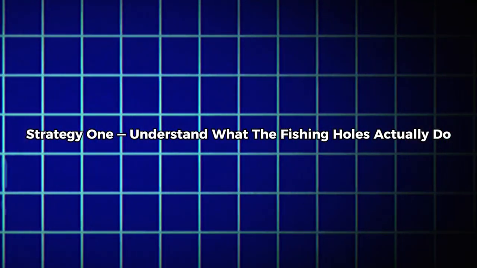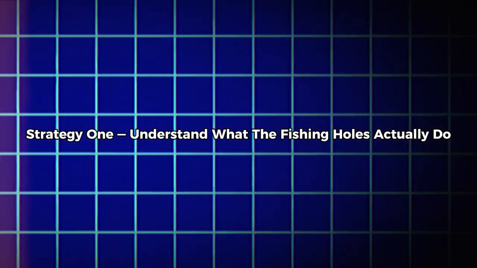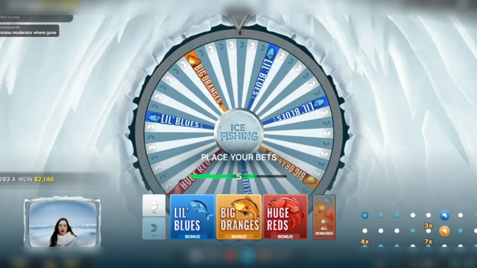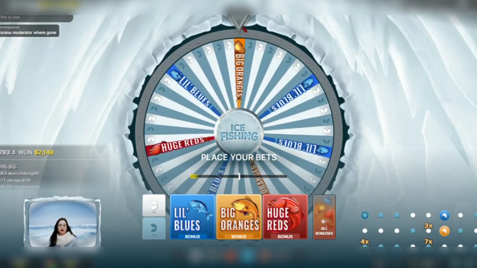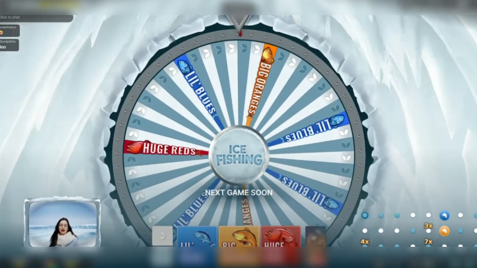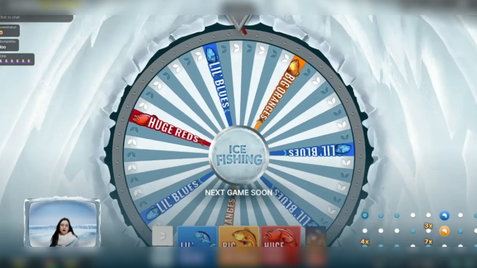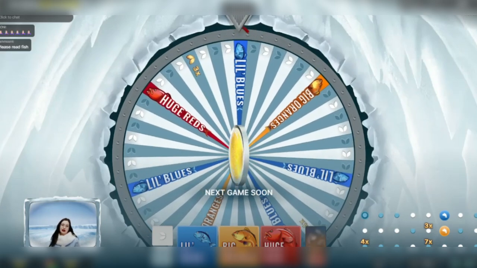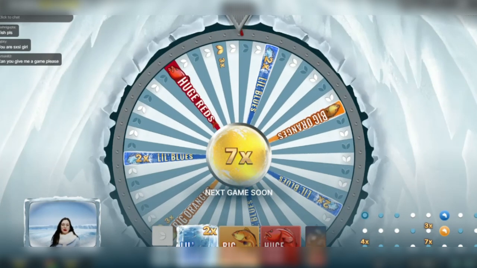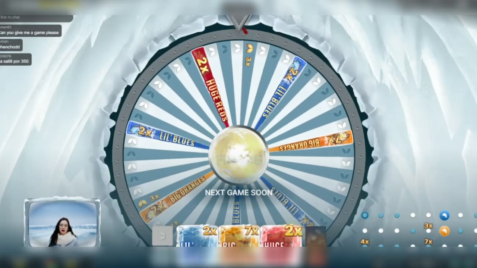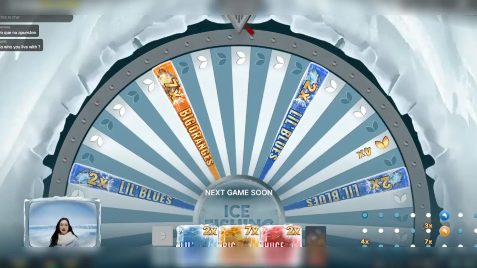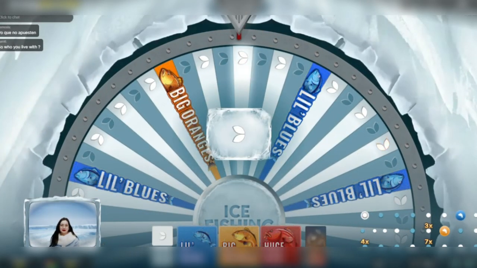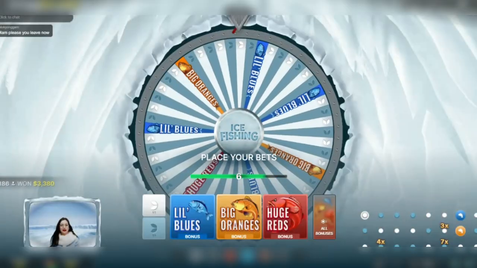Strategy 1. Understand what the fishing holes actually do. The fishing holes in Ice Fishing are not decorative. They are the mechanical engine the entire game is built around. When fishing hole symbols land on the reels during the base game, they establish positions on the grid that become active during the bonus round. Each hole is a point of entry for the fish that appear during the feature, and the positions they occupy directly affect which grid areas are in play when the bonus fires.